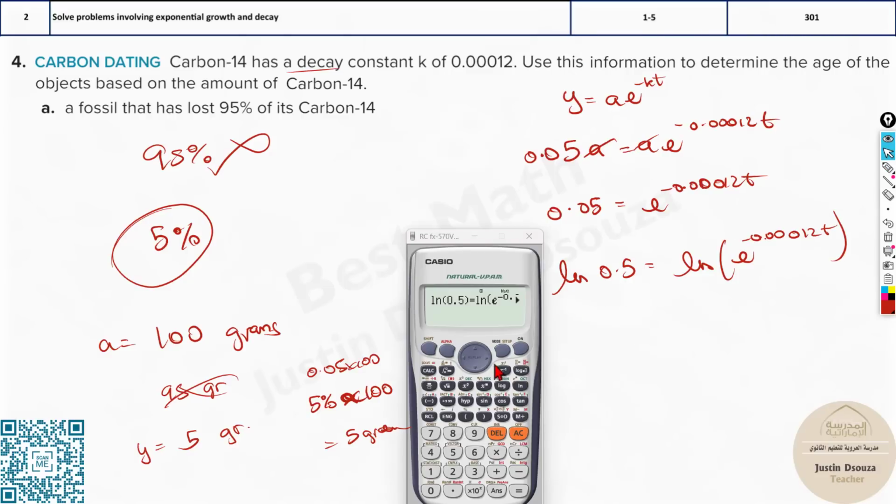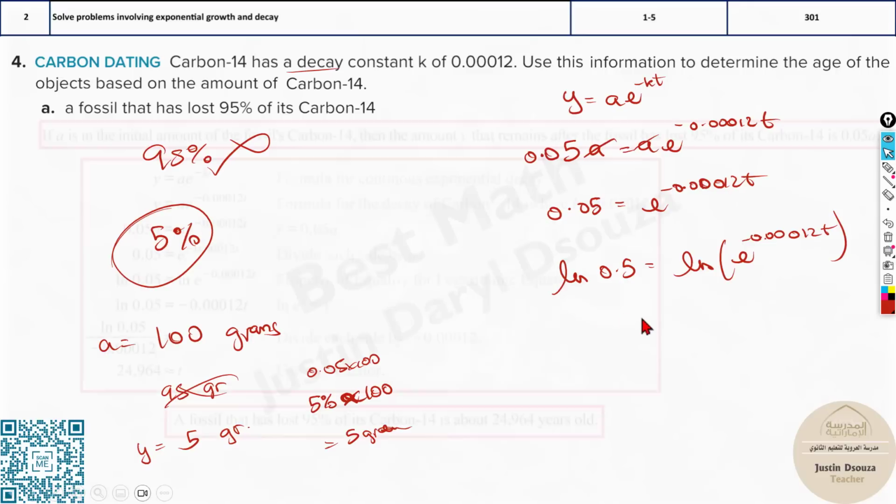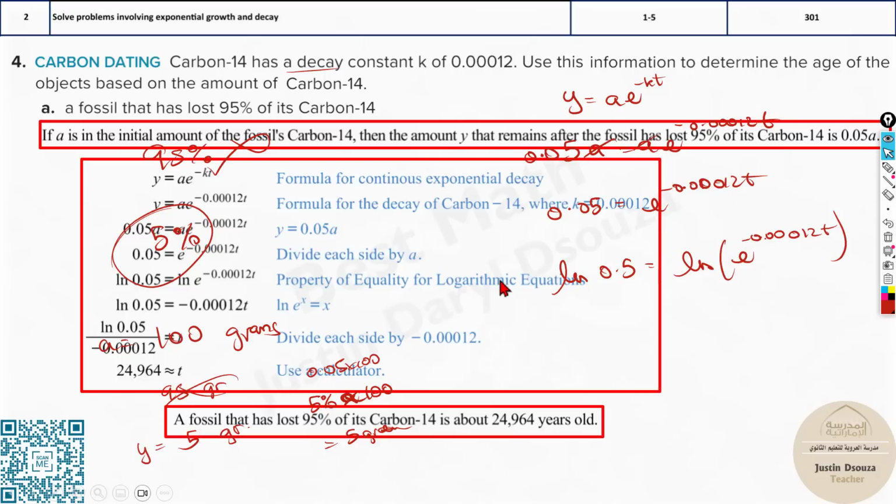I've just substituted over here. Natural logarithm of 0.5 equals ln of e to the power minus 0.00012 times x. You can write multiply and then write x, or directly write x. It's fine, it'll be multiplied itself. Shift and solve, press equal to, and you will get the answer. It'll be 5,776 years.